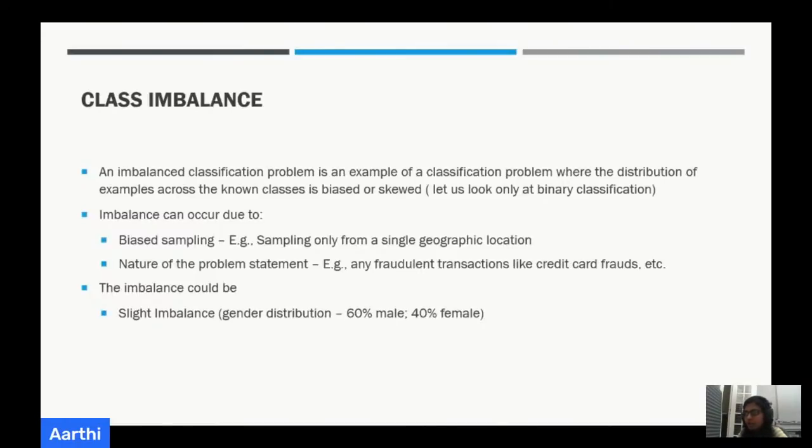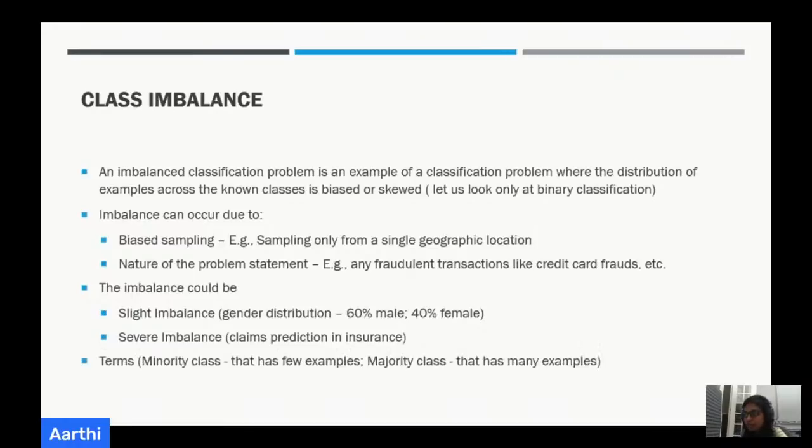There you can't try to make it equal. Some slight imbalance is fine, and you should accept it, because that is how it is in real life, or in your problem statement. Or there is severe imbalance, like claim prediction in insurance, fraudulent transactions, or the chances of a thunderstorm in a desert, those levels of imbalance. There are a few terms you need to be familiar with: minority class, the class that has few samples, and majority class, the class that has many samples.